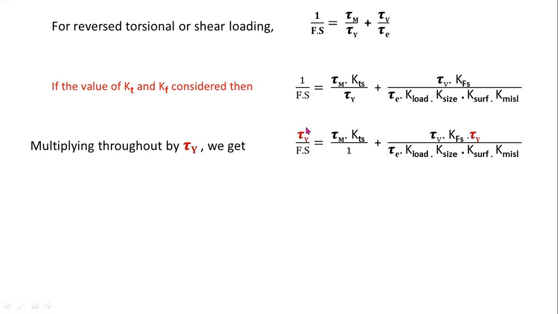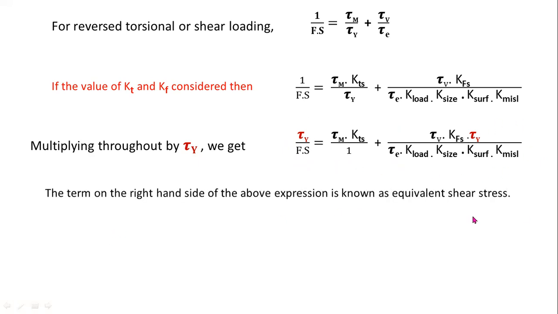Now this equation, tau y by Fs, is called maximum shear stress. The right side expression is known as equivalent shear stress, and the left side is called maximum shear stress. Tau y by Fs is called maximum shear stress. Already we know that tau y by Fs equal to tau max, that is maximum shear stress.